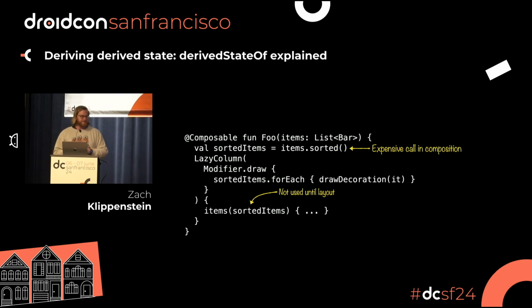And then we're also going to use that sorted items to draw some decorations on top of or behind the items. So we're going to use the result again, but that's not going to happen until draw.